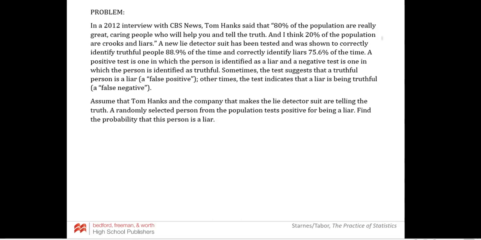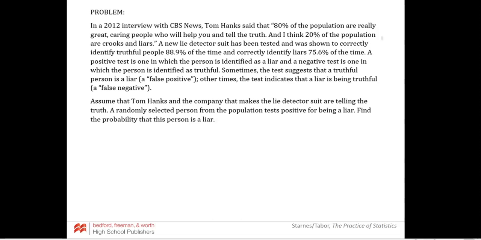So actually is a liar if they test positive. Testing positive doesn't mean you're necessarily a liar, but what's the probability that that person would be a liar? So we've got to figure out the first branch here. Let me just think this out. 80% are truthful, 20% are not truthful.